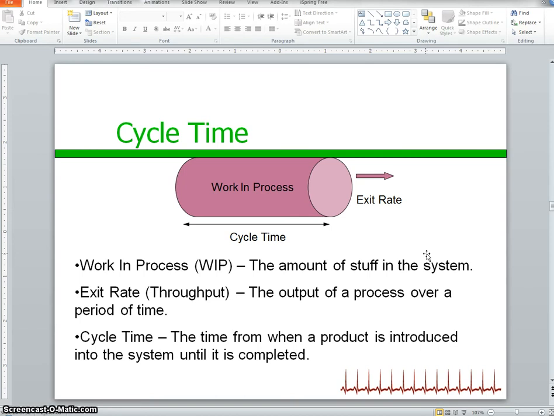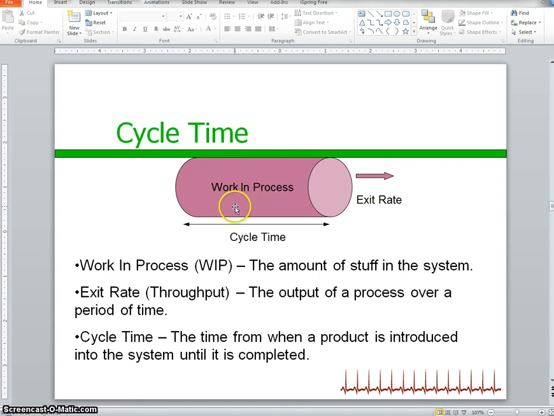We have an exit rate, which sometimes we might refer to as throughput, and that's the output of the process we can achieve over a period of time. So basically, how fast are we finishing projects or finishing products? And the cycle time is the time from when you start a product or a project or a customer, that it takes to run through the entire system and then come out the other end as being completed.